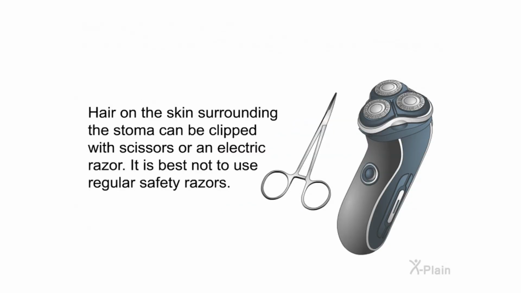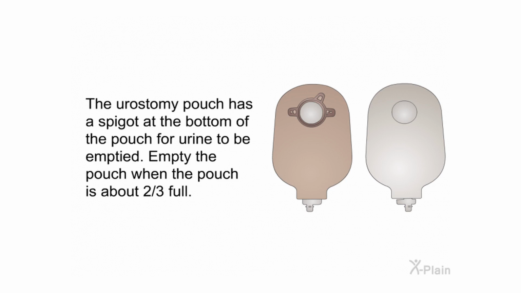Hair on the skin surrounding the stoma can be clipped with scissors or an electric razor. It is best not to use regular safety razors. The urostomy pouch has a spigot at the bottom of the pouch for urine to be emptied. Empty the pouch when the pouch is about 2/3 full.